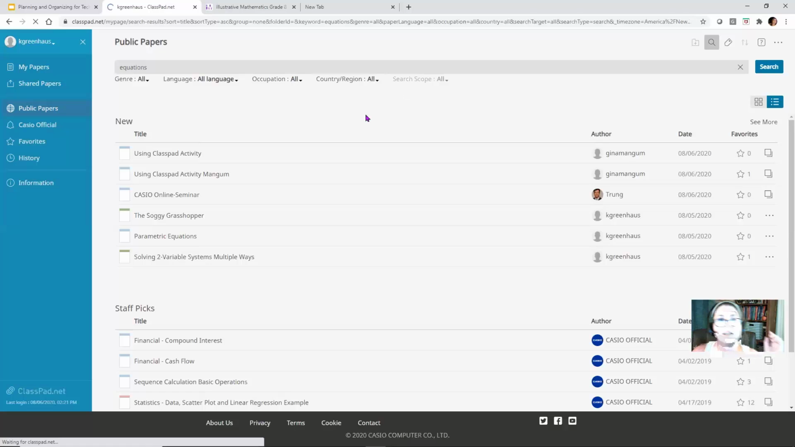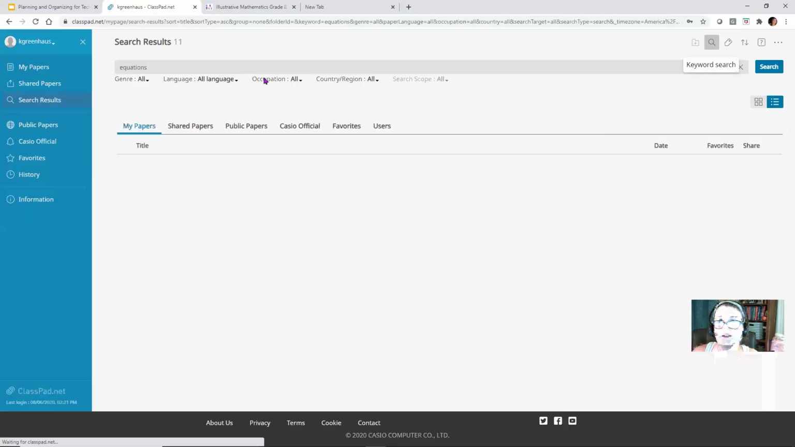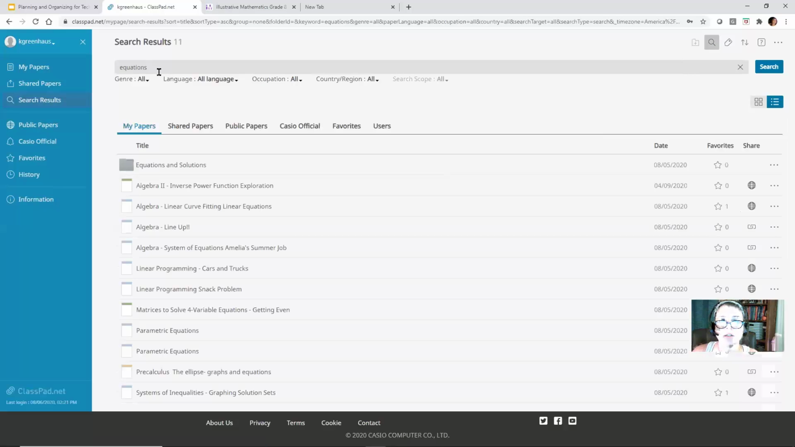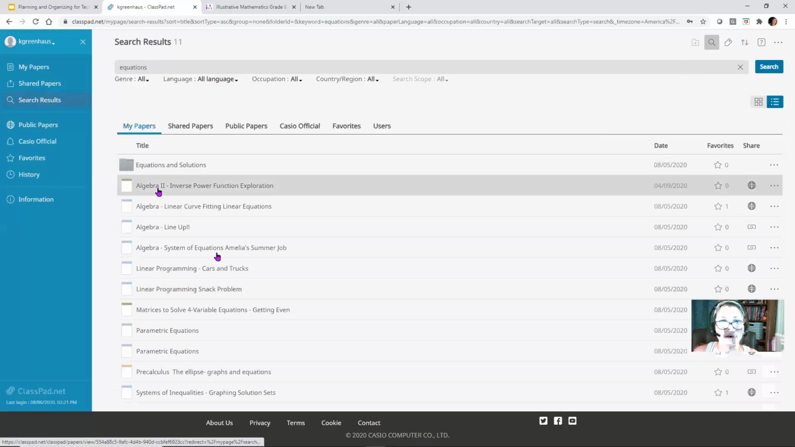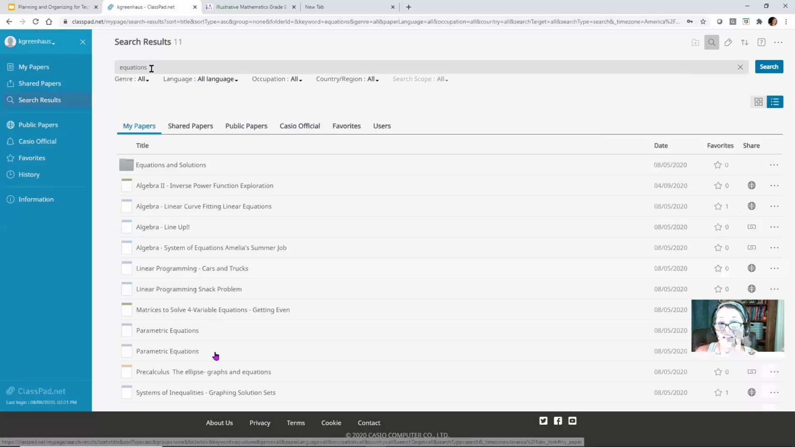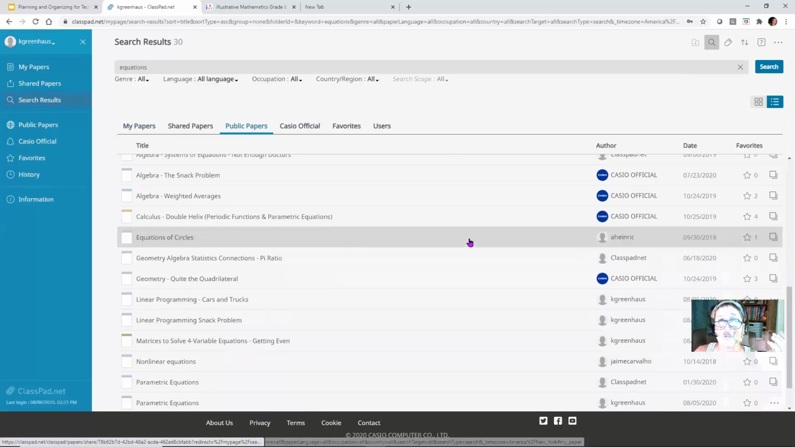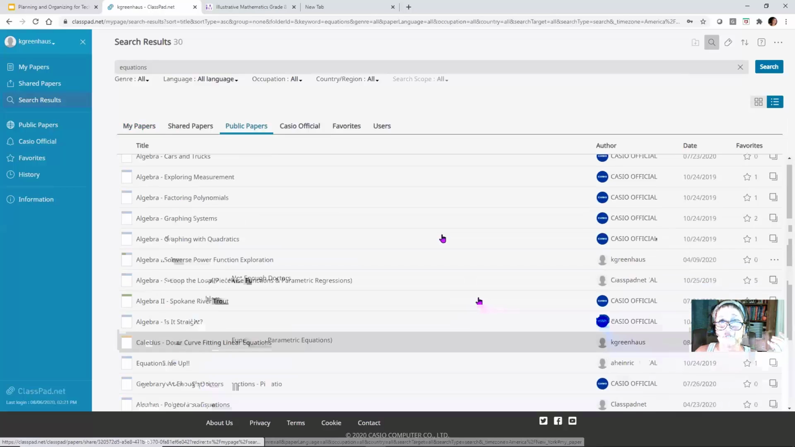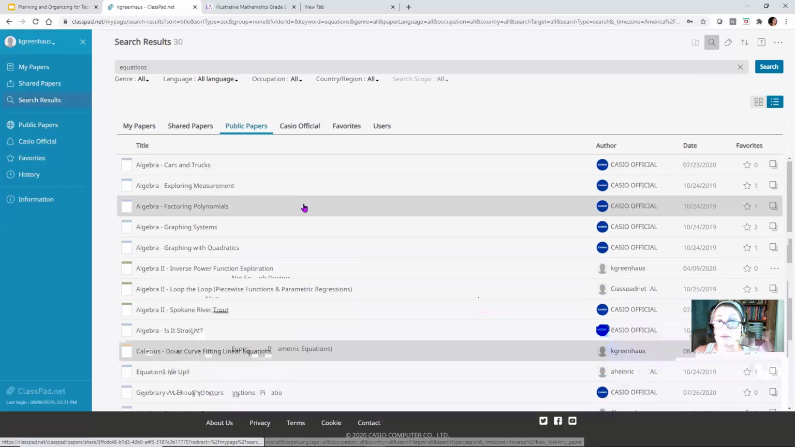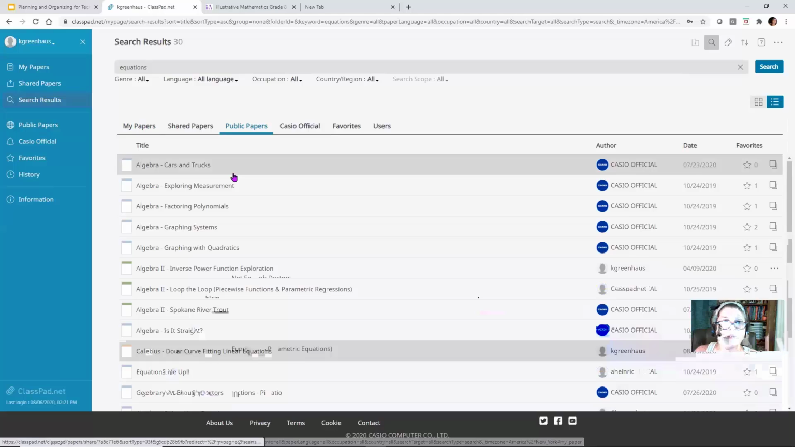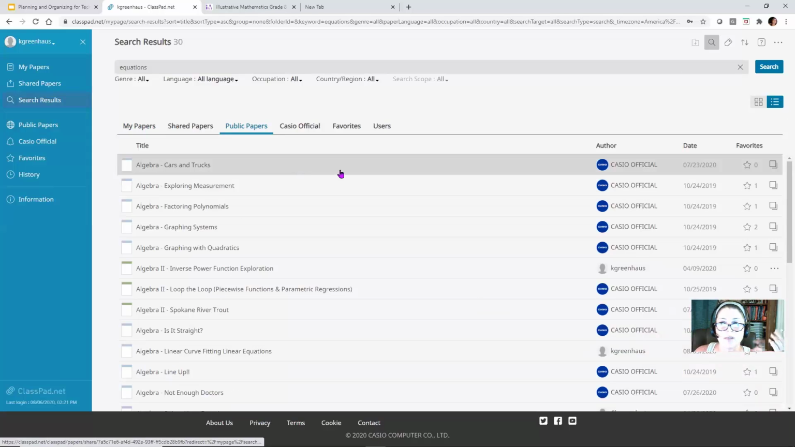So I hit the search button, I typed in a keyword, and it's bringing up all the activities I created. So notice up here, there's a bunch of tabs. It's bringing up all the papers that I've created that have that tag in it. But I want to look at public papers, something that others have created. And so here are all these activities that others have created that might be relevant. And so I want equations. I'm just going to randomly pick this one.